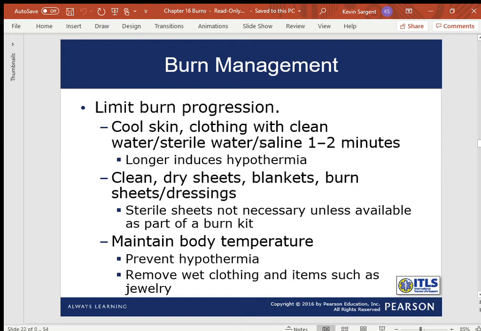Sterile sheets are not necessarily necessary. They're on the ambulance. But if they're part of a burn kit, great. I don't believe the state of Illinois or a lot of states require them anymore, but most ambulances do have them. And these are those blue sheets that stretch over the stretcher. We want to maintain body temperature and prevent hypothermia. Someone can get a significant burn and get hypothermic in 98-degree weather. So we want to keep that in mind.